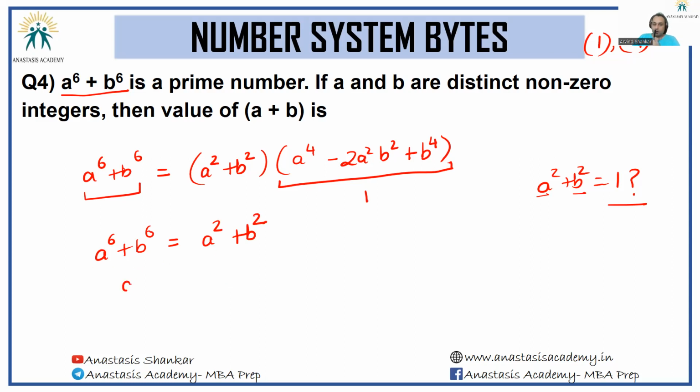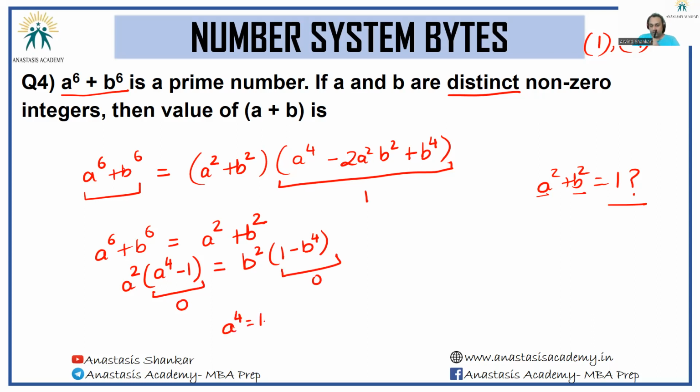Okay, now you can potentially work your way around it. You'll get a raised to the power 4 minus 1 is equal to b square into 1 minus b raised to the power 4, which would mean, see, a and b are distinct. So of course, a square and b square are not equal. They're also non-zero. So the only way this expression works is if this portion is 0 and this portion is 0, which would mean a raised to the power 4 is equal to 1 and b raised to the power 4 is equal to 1.